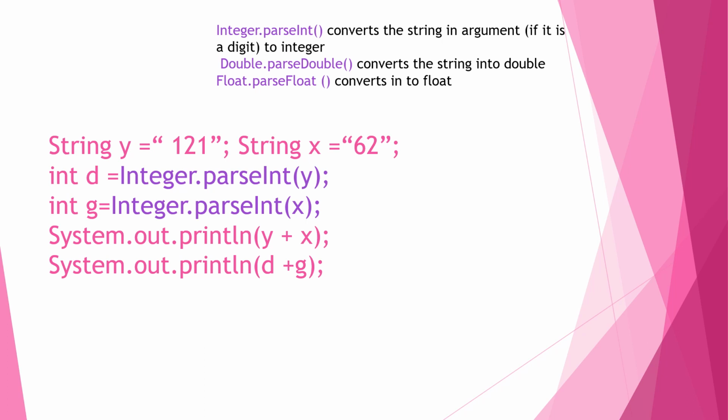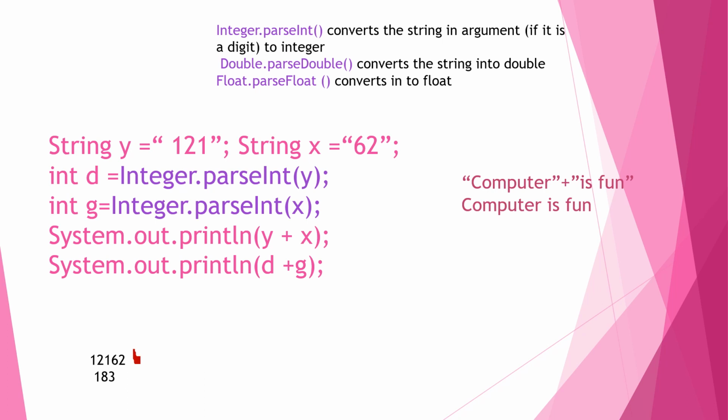So here we can see two questions are there: x plus y, and d plus g. Y plus x means it is a string. We can see here "computer" plus "is fun". When we add them, the answer is "computer is fun". So y plus x means just like adding the strings 121 plus 62. Both are strings, so the answer is 121 62.